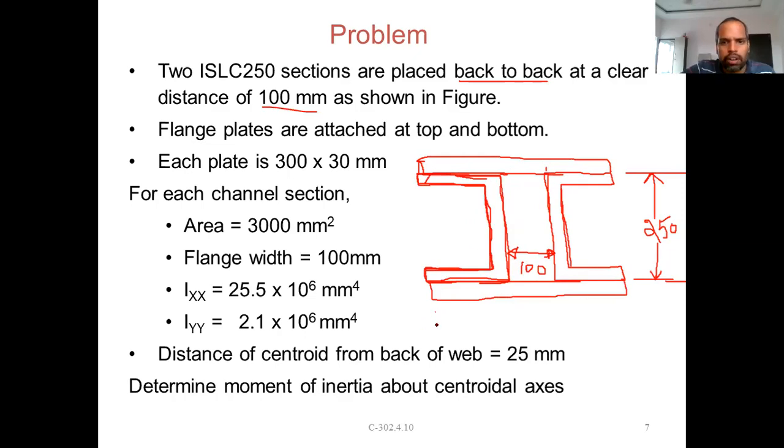What is the size of your plates? So this is 300, and the thickness of the plate is 30 mm. Similarly here also it is 30. Now what is the total depth of your section? 250 plus 30 plus 30 means a total of 310 mm. So the total depth of the section in this case is 310 mm.